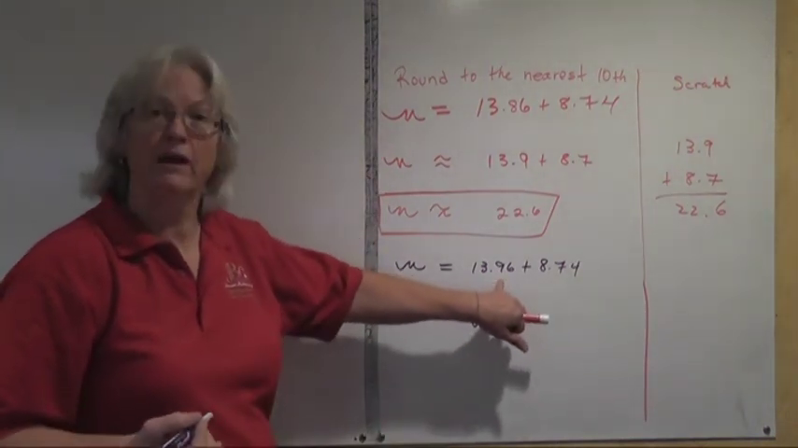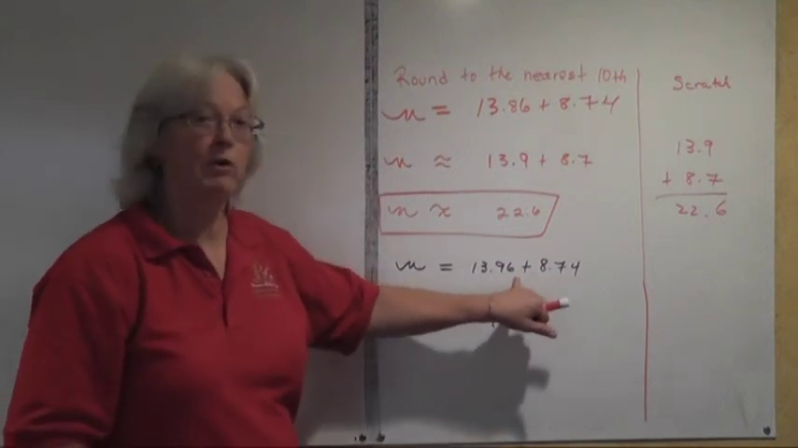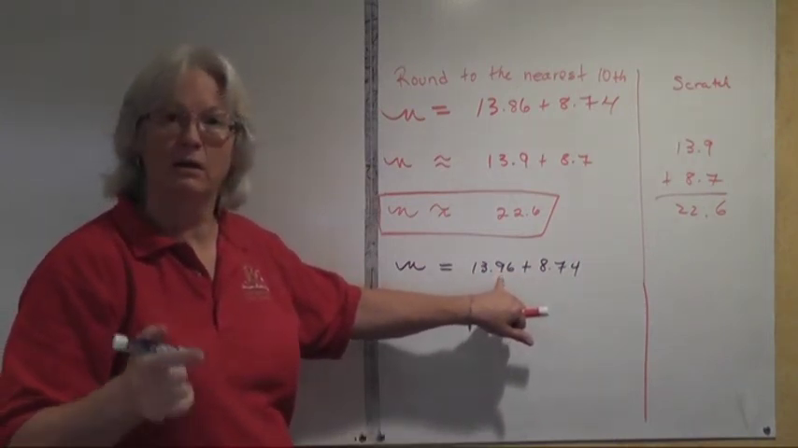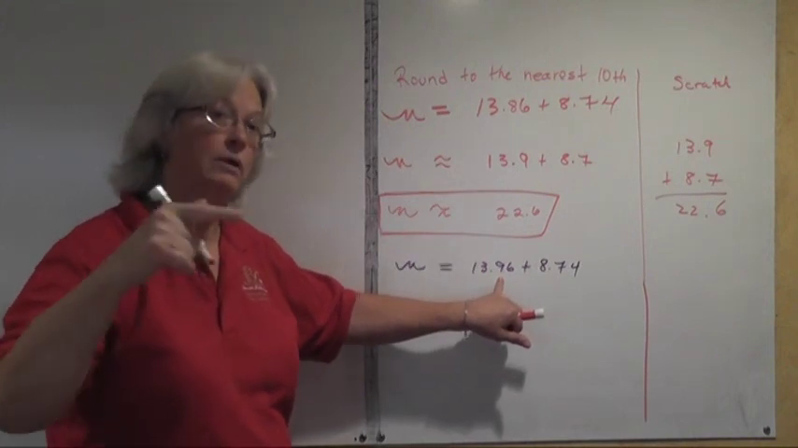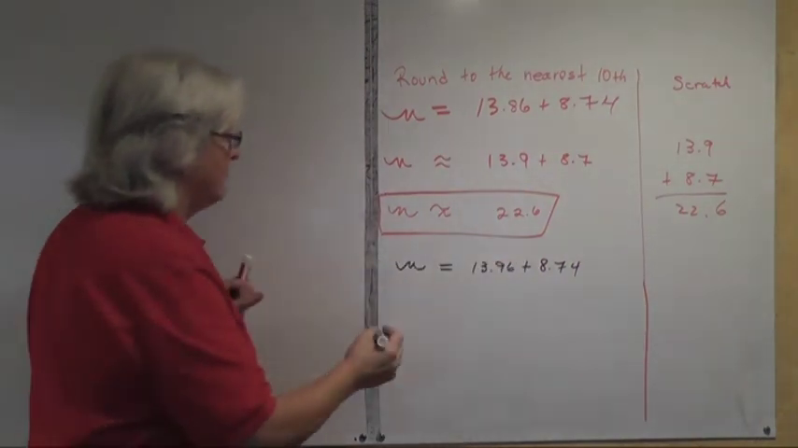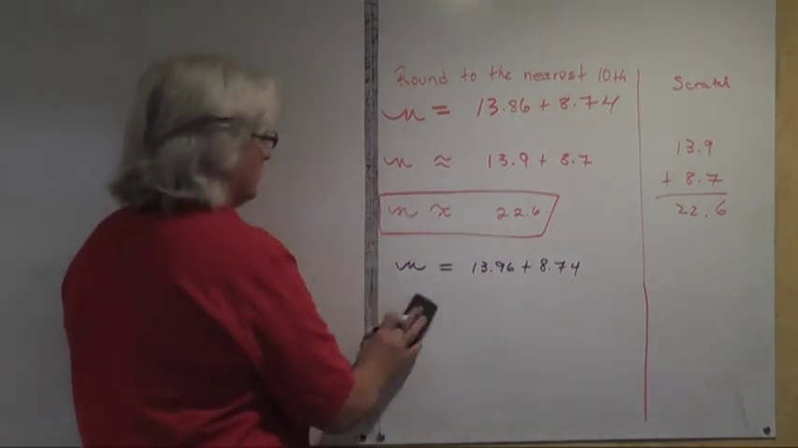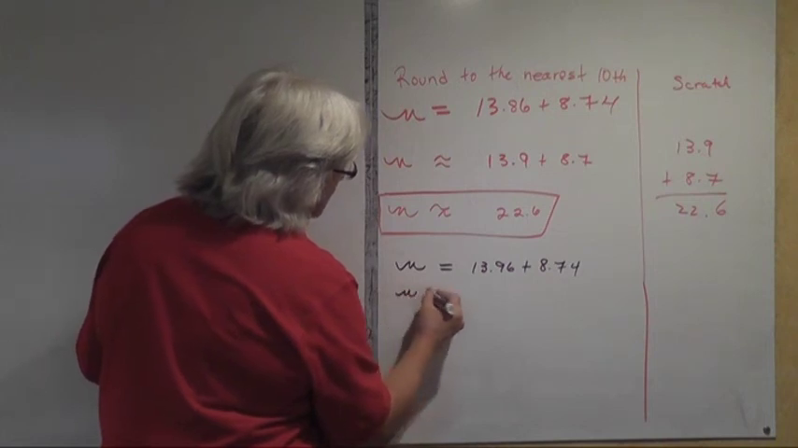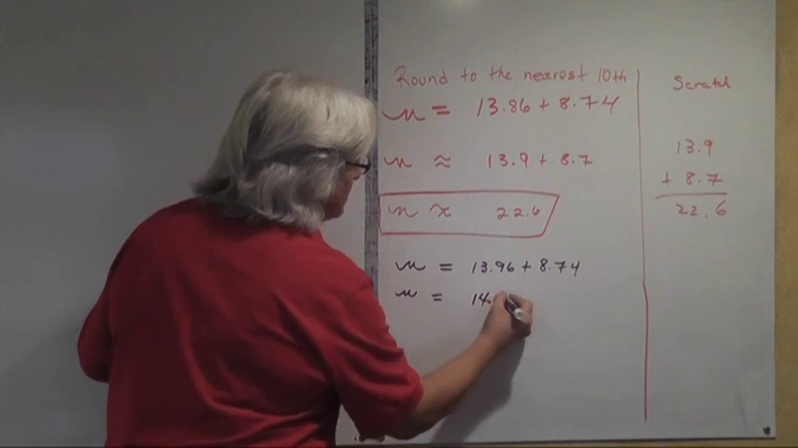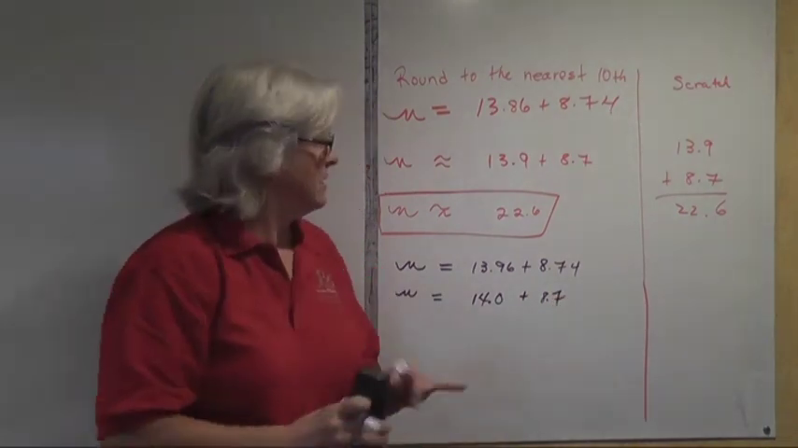The 9 right here is in the tenths place, correct? The digit to the right of that is a 6, which means that we round up. How do you round 9 up? 9 plus 1 is 10, so that's going to become a 0, and you carry a 1 over here. So we have n is equal to 14 and 0 tenths plus 8.7.